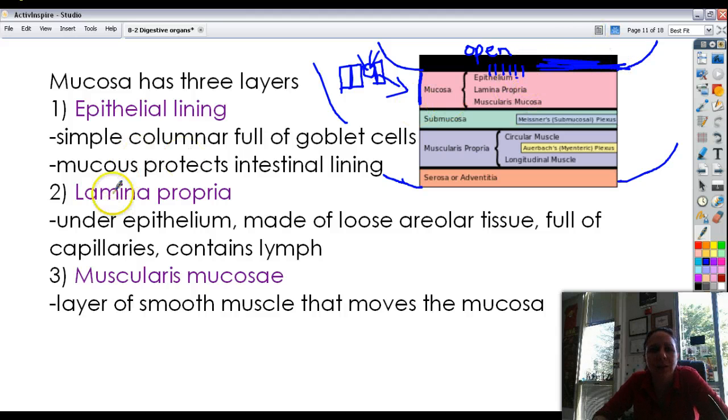Then the next one in is called the lamina propria. The lamina propria is directly under the epithelium, and it's made out of loose areolar tissue, and it has lots of capillaries, lots of blood. So you can imagine blood flowing through here, and also lymphatic tissues to absorb any extra fluid. And then we have the muscularis mucosa. So it's the mucous muscles is what that means, and it's just some smooth muscles that line the mucosa and kind of give your intestines some strength behind it.